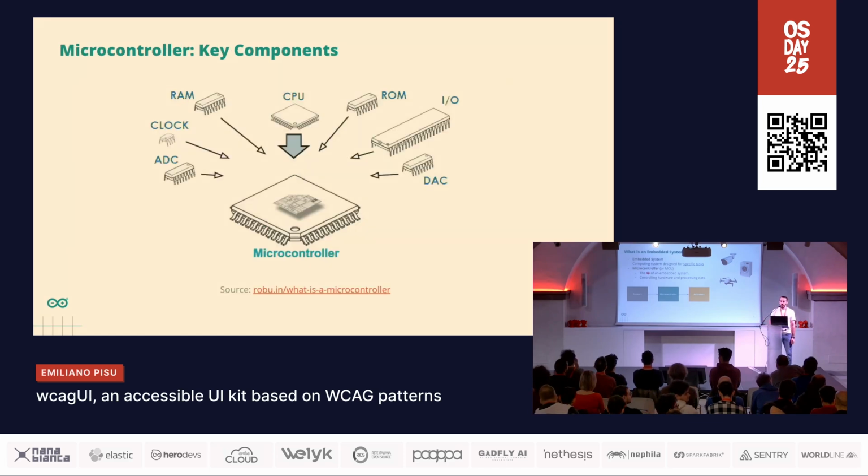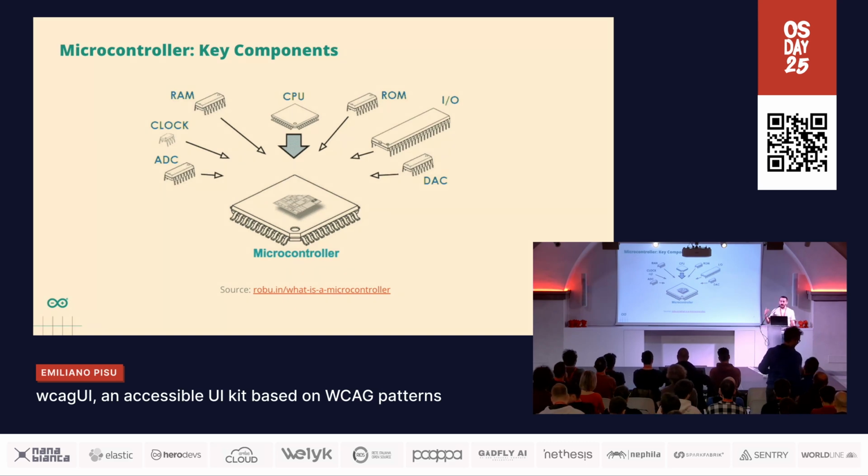A microcontroller is a system inside a chip, because it is composed of the central processing unit, the microprocessor, and then the memory, RAM, and peripherals. What are peripherals? For example, the input-output peripherals, the digital-to-analog converter, the analog-to-digital converter.